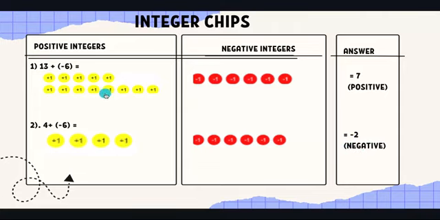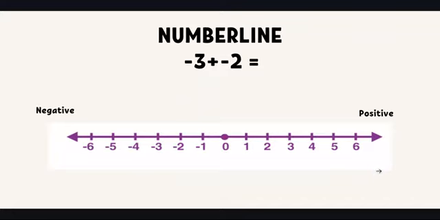So here we had 7 positive integers left, so my answer was more positive. We had 7 positive. And then here we had more negative integers left. So I had 2 more negatives. That's why I have a -2 as my answer.